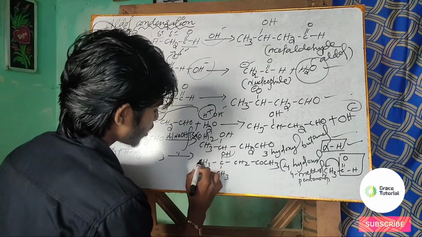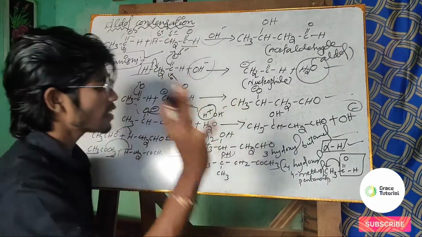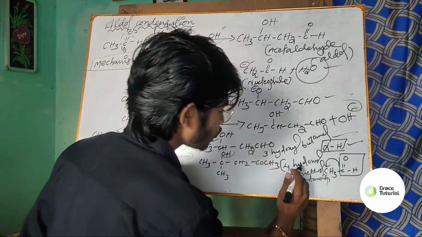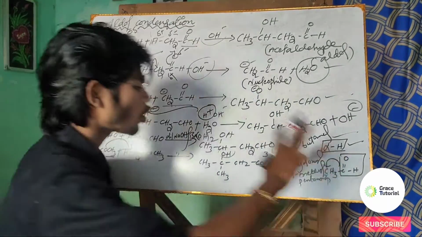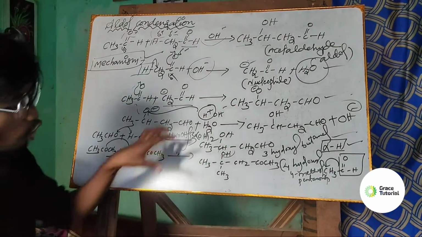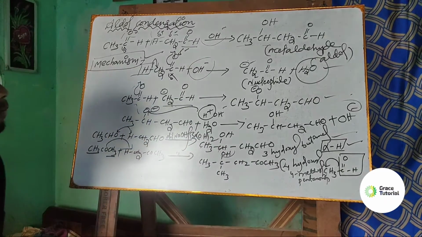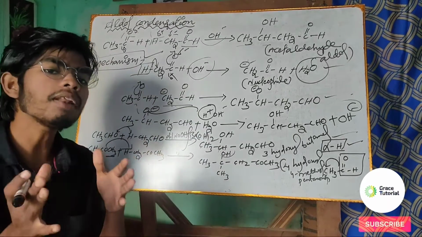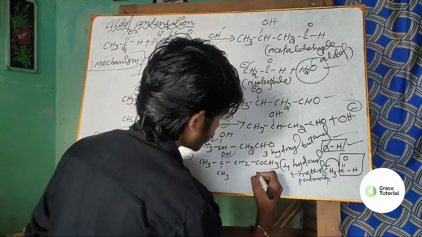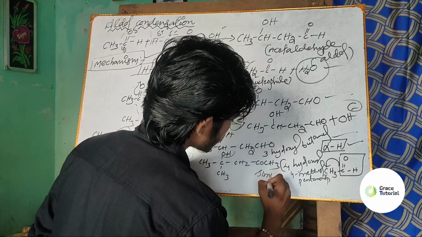How many carbon atoms are there? 1, 2, 3, 4, 5. Since 5 carbon atoms are there, that's why the name is 4 hydroxy 4 methyl pentanone. But the aldol condensation that I have done here is called the simple aldol. These aldols are simple aldol.